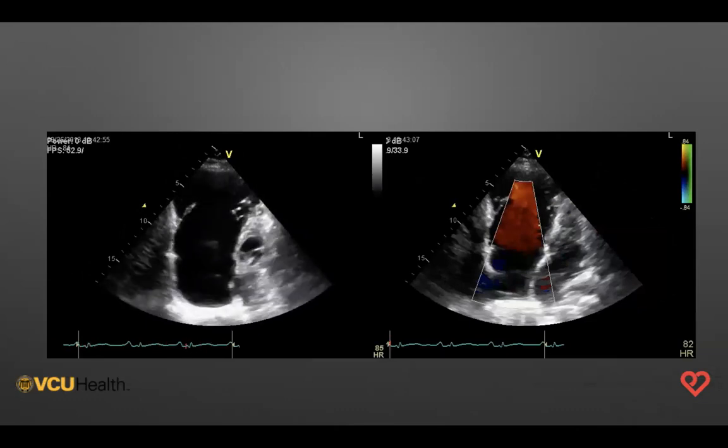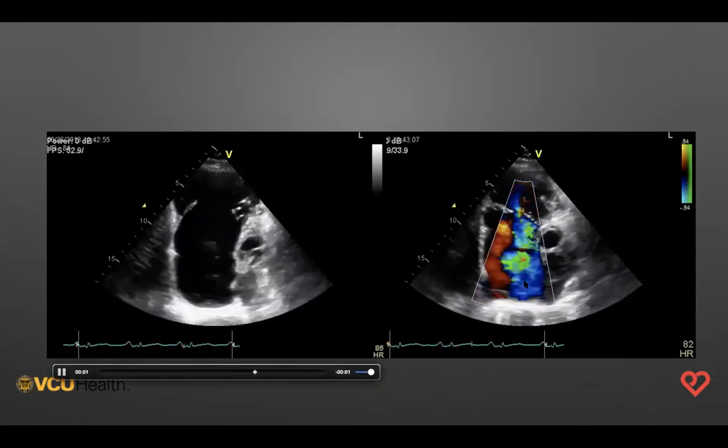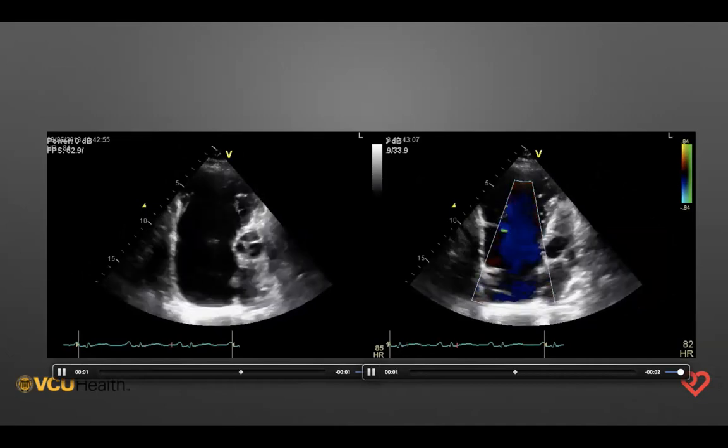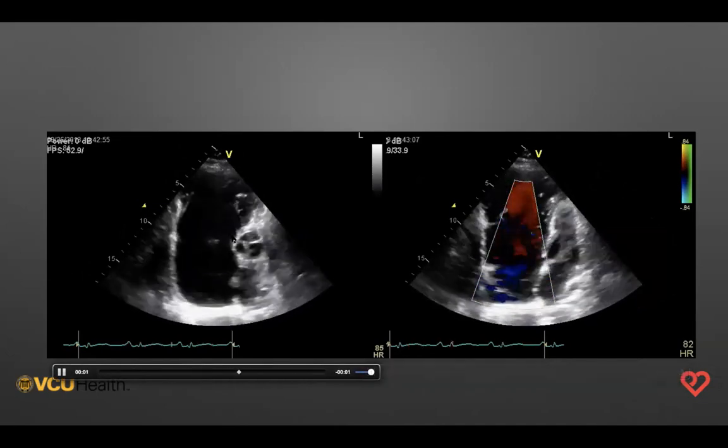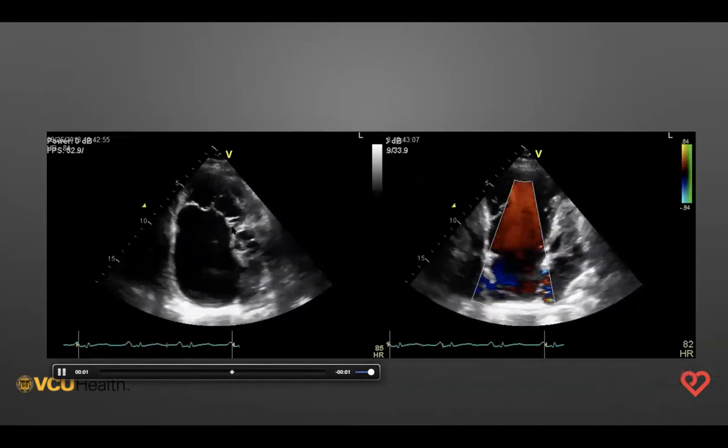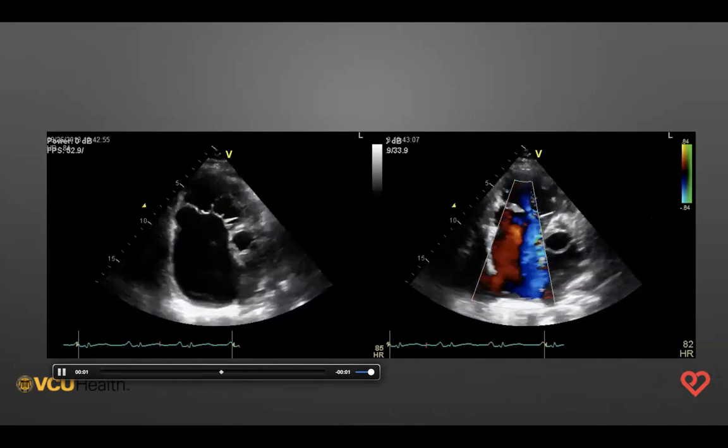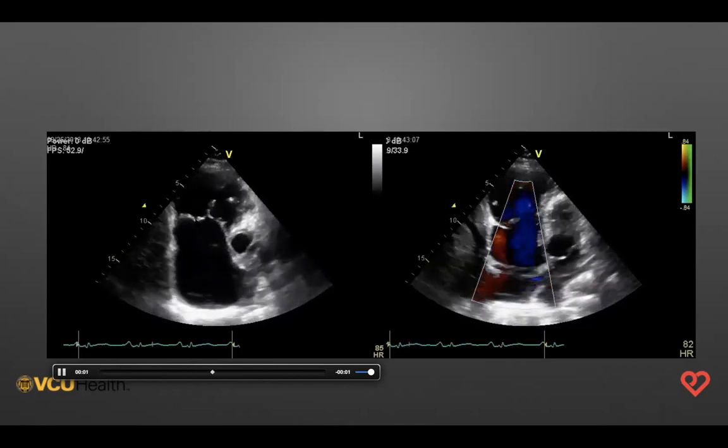Here is an apical image. And you see that the tricuspid valve is apically displaced. You see that the motion of the anterior leaflet is pretty good on this one, which is important when assessing Ebstein's anomaly.